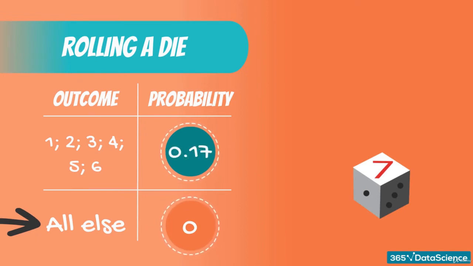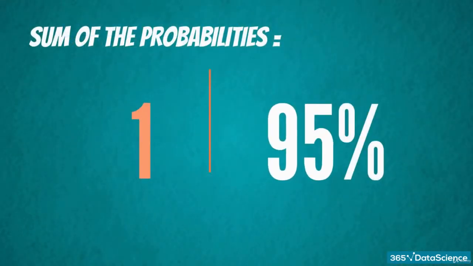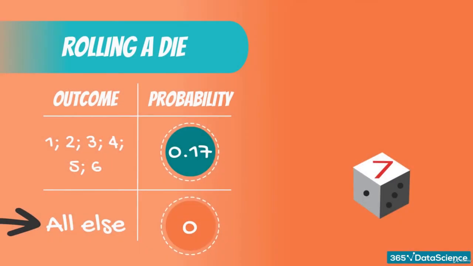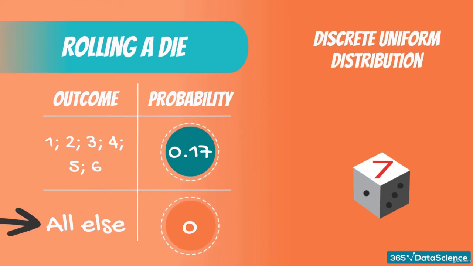The probability of getting 1 is 1/6, or 0.17. The probability of getting 2 is 0.17, and so on. We are sure that you have exhausted all possible values when the sum of their probabilities is equal to 1, or 100%. Similar to what we discussed about getting a 7, for all other values, the probability of occurrence is 0. And that's the probability distribution of rolling a die. By the way, it is called a discrete uniform distribution. All outcomes have an equal chance of occurring.